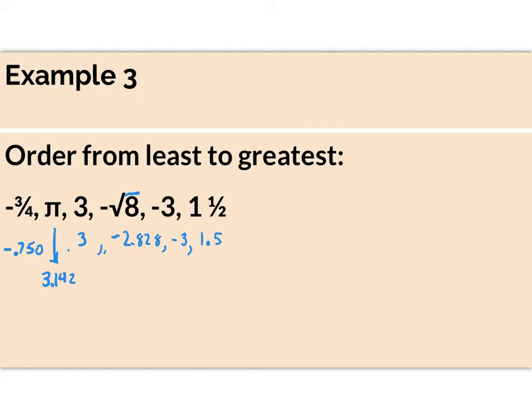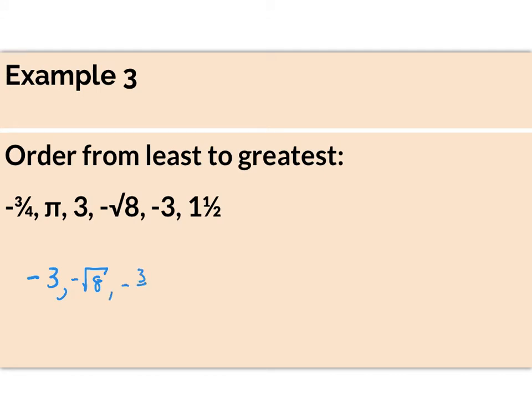So now what we have to do is put these in order from smallest to biggest. So here we go. So negative 3 is the lowest. Then we get negative square root of 8. Then negative 3/4. Then positive 1.5. Then positive 3, then pi.